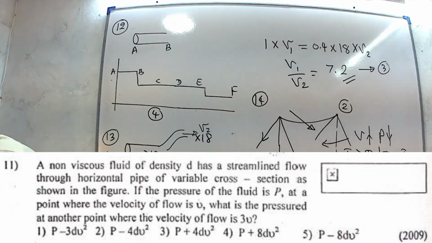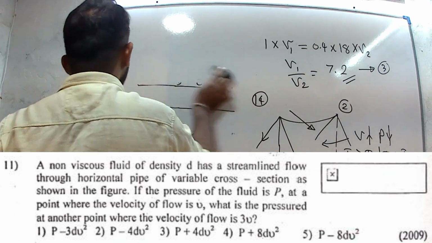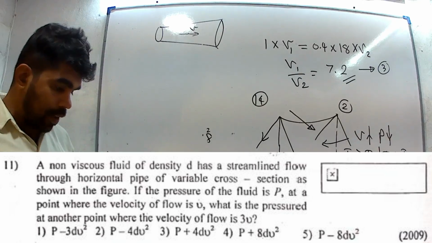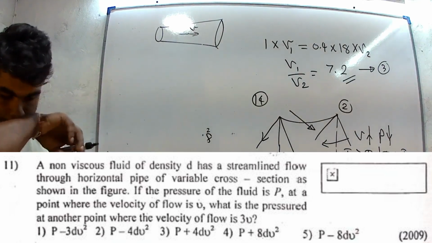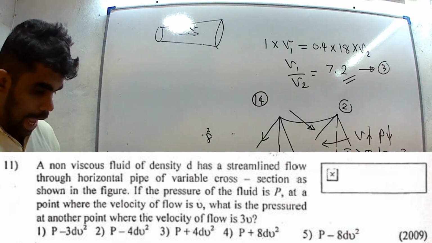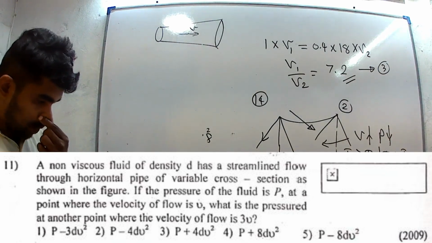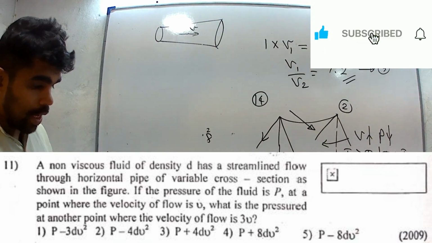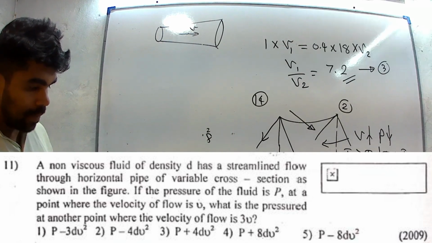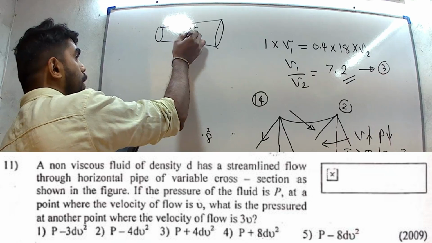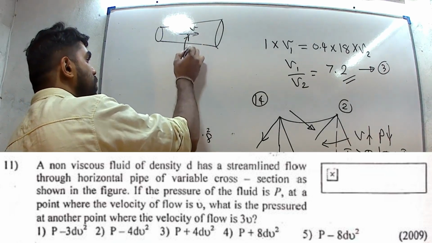Now I will discuss question number 11. I will draw the diagram. It's like this. A non-viscous fluid of density D has streamlined flow through a horizontal pipe of variable cross-sectional area as shown in the figure. If the pressure of the fluid is P at the point where the velocity of flow is V. They have given that the pressure at this point is P.